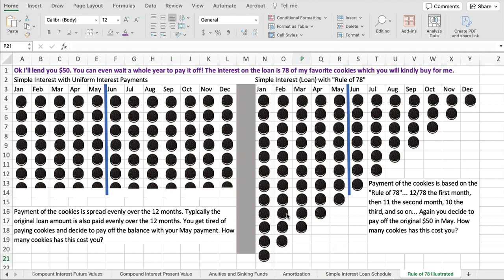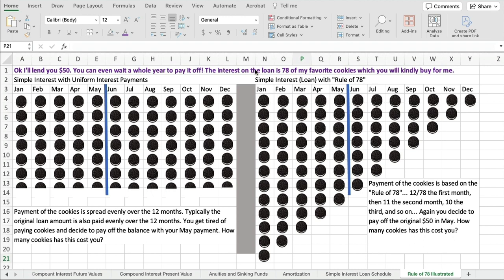So let's imagine a scenario. This is happening at the top of the page here. You come to me and you say, I need to borrow 50 bucks. And I say, okay, I'll lend you $50. You can even wait a whole year, 12 months, to pay it off. You don't have to pay the $50 until the end of the year. But I'm going to charge you interest on that loan.